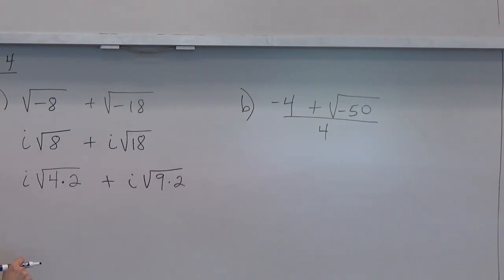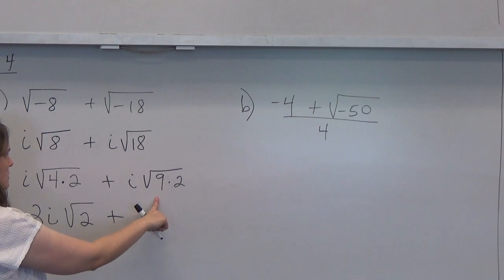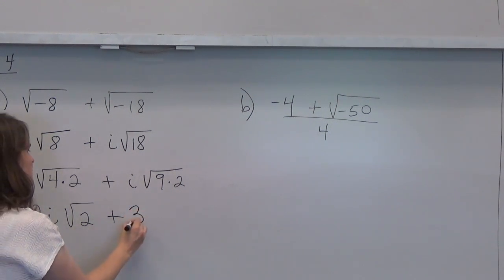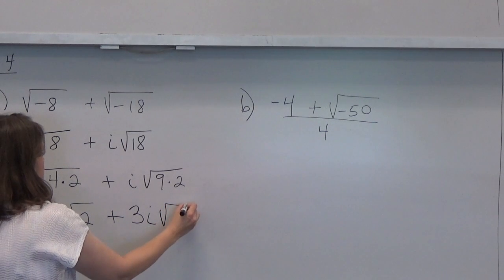So now I can break this apart even further. The square root of 4 is 2, so I can say 2i on the outside of my radical, and this 2 stays inside. That 2 is not a perfect square. Over here, the square root of 9 is 3, so I can remove it and have 3i times the square root of 2.